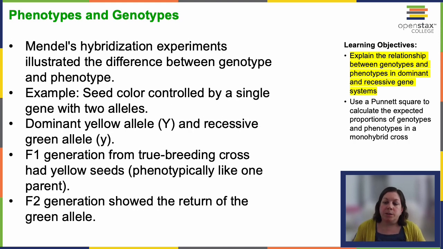Mendel's hybridization experiments demonstrate the difference between phenotype and genotype very nicely. For example, seed color is governed by a single gene with 2 alleles. The yellow seed allele is dominant and the green seed allele is recessive. When true breeding plants were cross-fertilized, in which one parent has true breeding yellow seeds and the other has true breeding green seeds, the F1 generation is going to have all yellow seeds, right? Because yellow is dominant. So when you then breed that F1 generation, let them self-pollinate, you're going to see the reemergence of green seeds in that F2 generation. Okay.